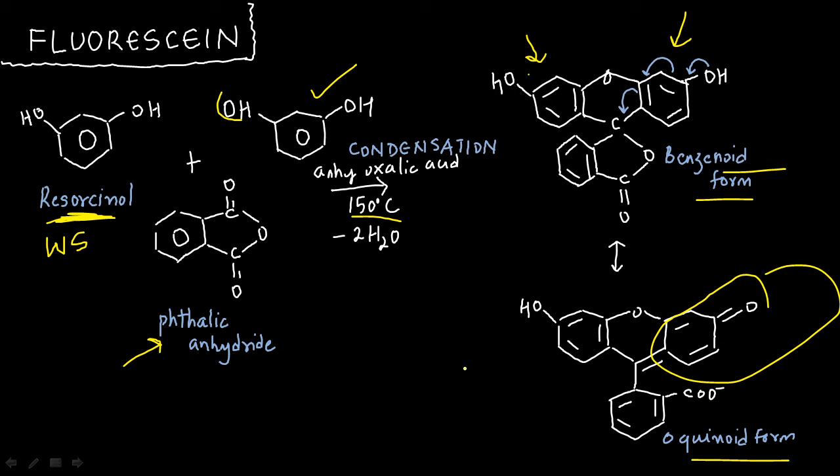So this was fluorescein. When you put it in dilute alkali... actually, how this test is performed in the lab: here we are using anhydrous oxalic acid, but in the lab what you actually do is add 1 or 2 drops of concentrated H2SO4. First we take resorcinol, then we add phthalic anhydride and 1 or 2 drops of hydrochloric acid, we heat it, and something red is formed. When you add that to a dilute solution of NaOH, there's a green fluorescence.